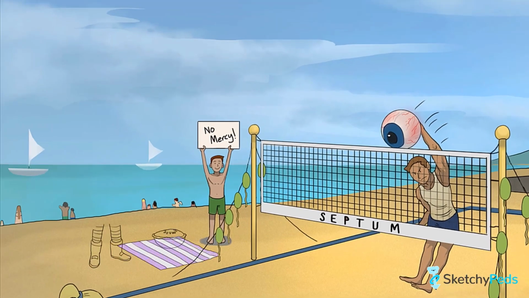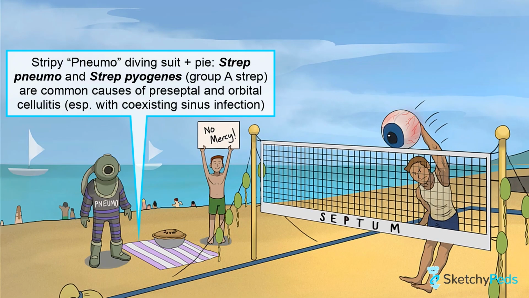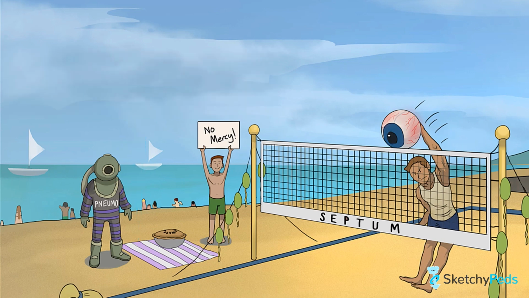The next common cause of both preseptal and orbital cellulitis is streptococci. Since strep is a gram-positive bacteria, you'll see it represented by purple gram-positive stripes over here on the beach towel. When the infection is coming from the sinuses, which is likely when there is a coexisting sinus infection, the bug is more likely to be strep pneumo or group A strep, aka strep pyogenes. You'll see our strep pneumo diver with his purple striped suit and the strep pyo sitting on the sidelines as reminders of these two bacteria.